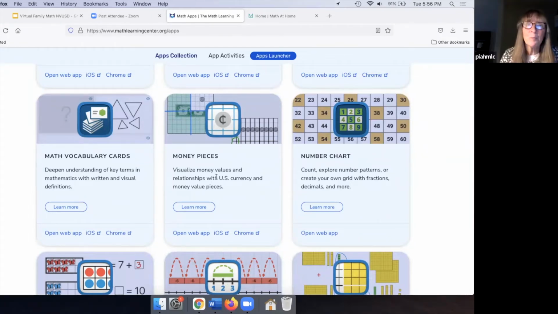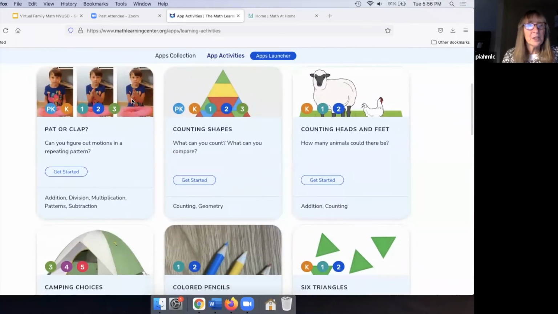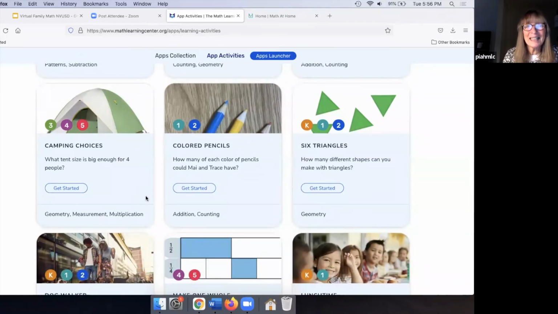But there are some wonderful suggestions here at the top of the page for app activities. So up here where it says app activities, I can select a grade level, and there are some suggestions for some activities that I might do with my students, my children at home. So, for example, you see some examples here for grades 1 and 2. I can do the camping choices and thinking about what tent size is big enough for 4 people.